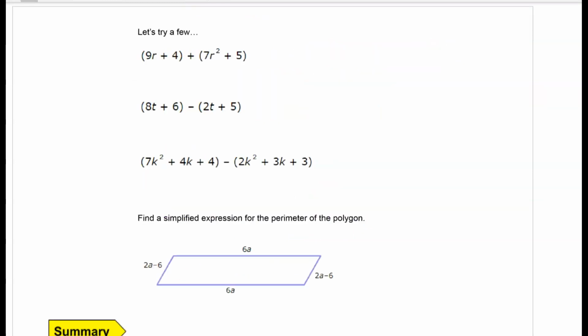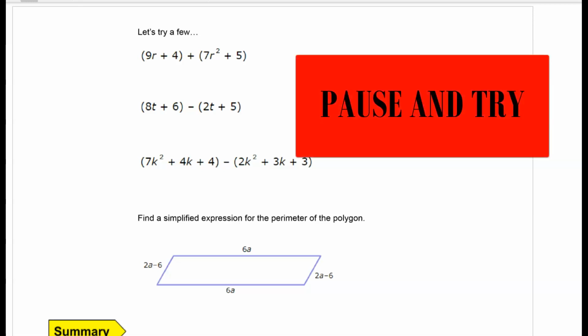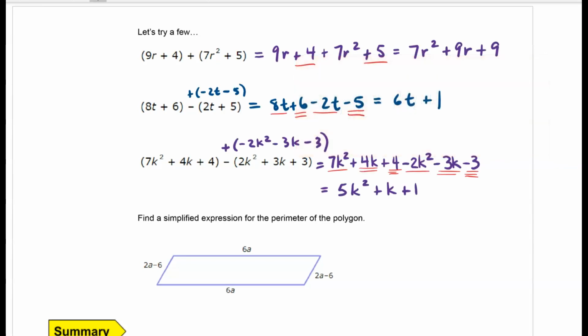Turn your paper over and try these examples. Pause the video and then come back and check your answers. Make sure you try these on your own before you continue with the video. Now that you're back, check your answers carefully. If you can't find mistakes that you made, then make sure that you ask about them now before you go further. Let's look at our last example.